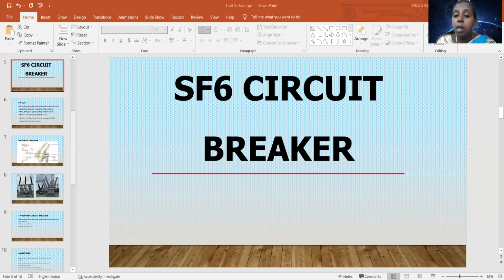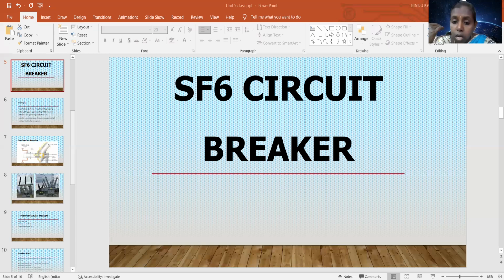Here the arc quenching medium is SF6, or sulfur hexafluoride. Sulfur hexafluoride is a gas, and it satisfies the requirements of an ideal arc quenching medium. It is extensively used in circuit breakers from 3 kV up to 765 kV. It can be used for lower voltage levels like 3 kV, and also for higher voltage levels up to 765 kV.